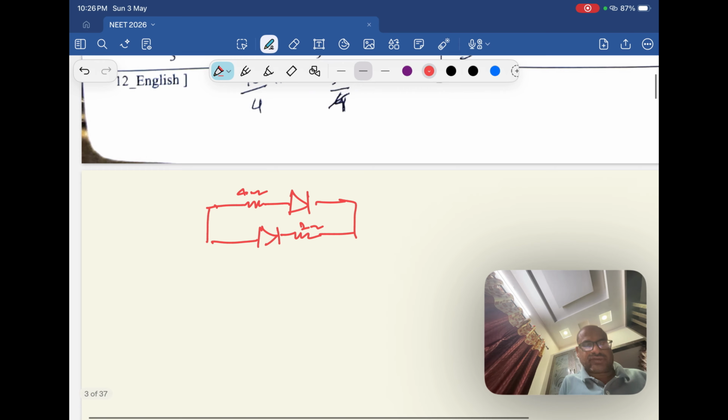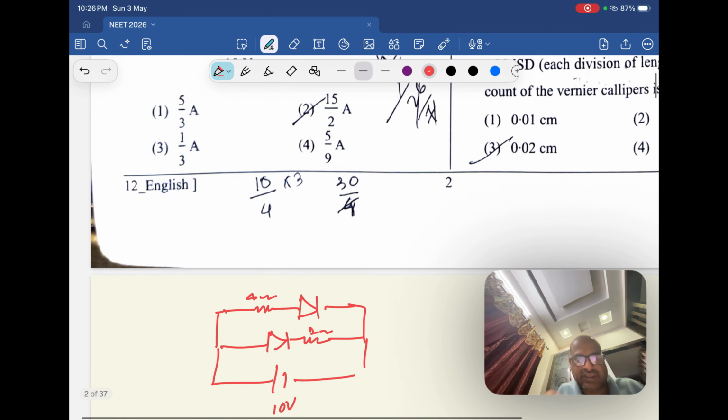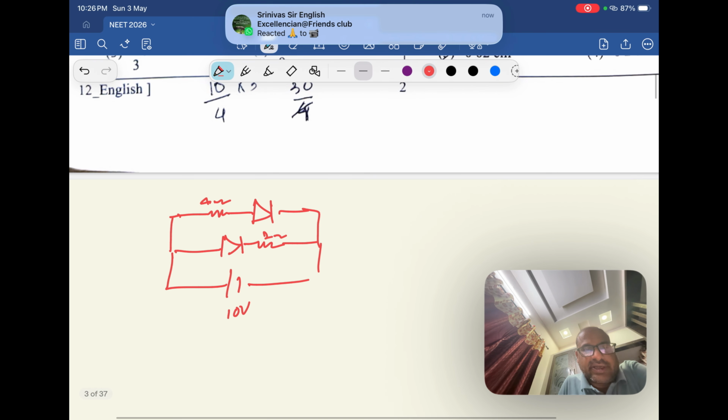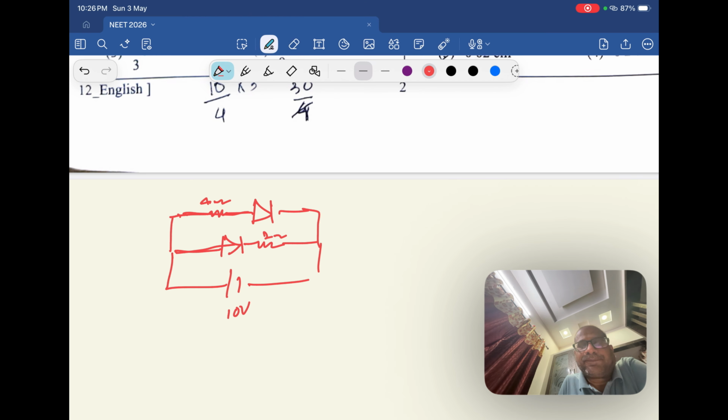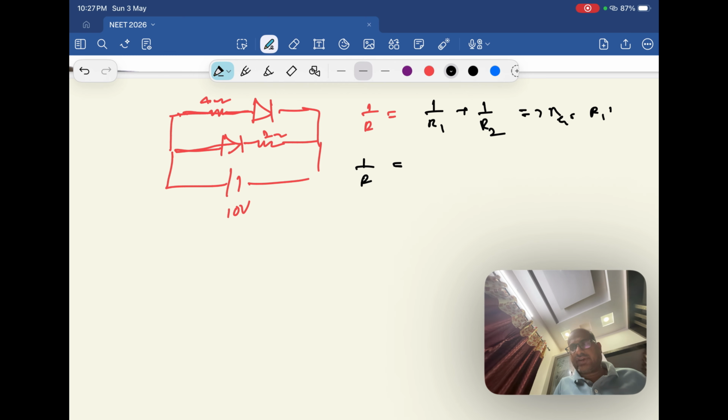So you have to find out the current, the whole 10 volts is given. We are asked the current I in the circuit. These 2 diodes are in forward bias, so you can take them like conducting diodes, isn't it? So the 2 resistors, 4 and 2 ohm, are in parallel. What is the formula for the parallel combination? 1 by R is equal to 1 by R1 plus 1 by R2. Yes or no? So you can write the equivalent resistance, or directly R1 R2 by R1 plus R2, you can use the parallel combination formula.